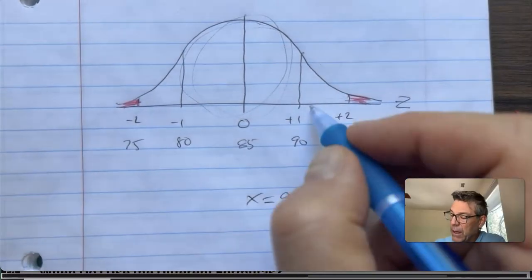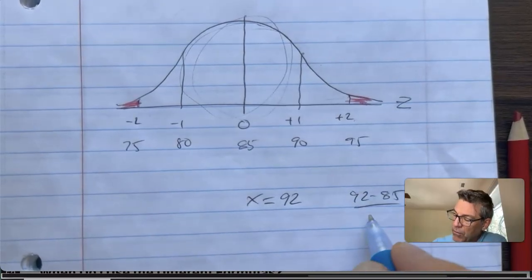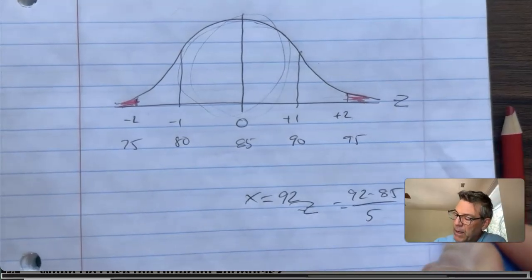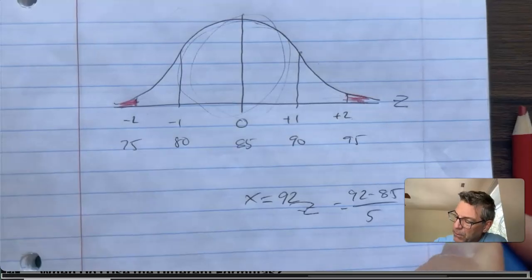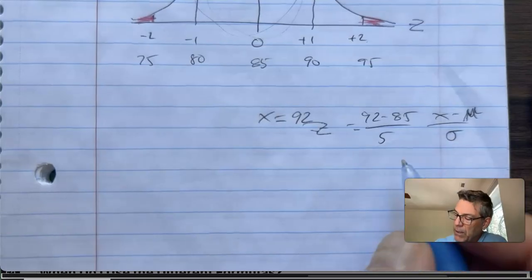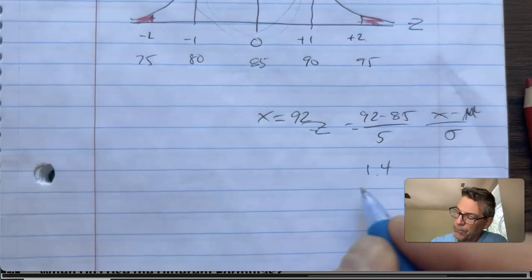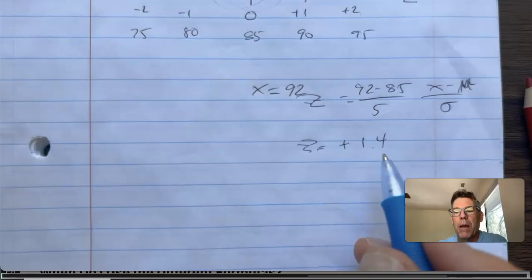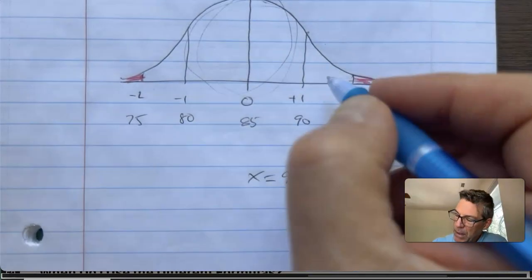So then we're going to locate them, and they'll end up being 92 minus 85 over 5. So that's our z-score, right? It's X minus the mean, mu, over the standard deviation, and we end up with a 1.4. So they're above average by 1.4 standard deviations. So they're 1.4 standard deviations above the mean. So they're about here.